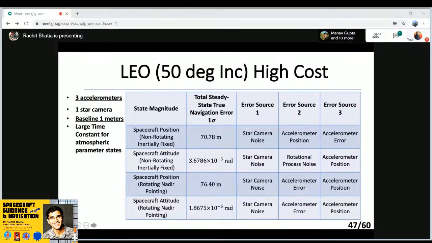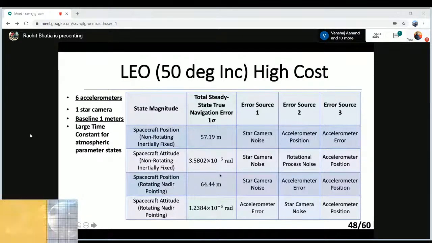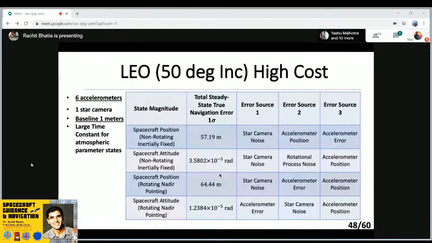Similarly, if I improve the baseline, instead of 0.5 meter, if I have 1 meter, then the results are comparable to having 6 accelerometers. So instead of having more accelerometers, I can just have a bigger spacecraft. That is another interesting result. And if I have more accelerometers and also a wider baseline, then the results are the best. So I proved that the concept works.